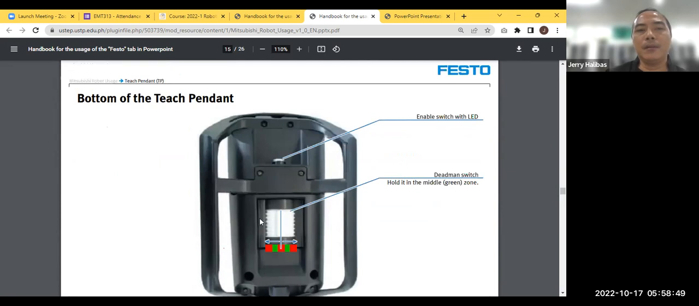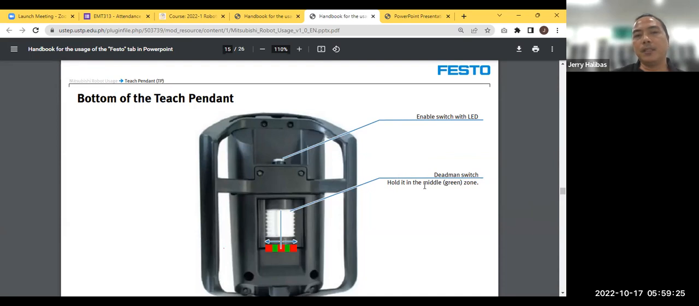Okay? So if you look at the back, this is the enable switch, or the TB enable, and this is the dead man switch. The color here is yellow, but there is white. On the requirement, before you could move the robot, you must enable the switch, especially in manual position. In manual, you must enable it, but in automatic, you release it because it is automatic.